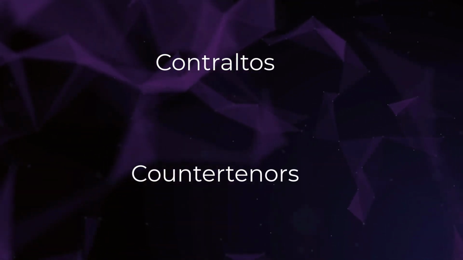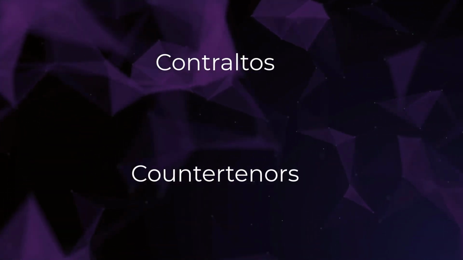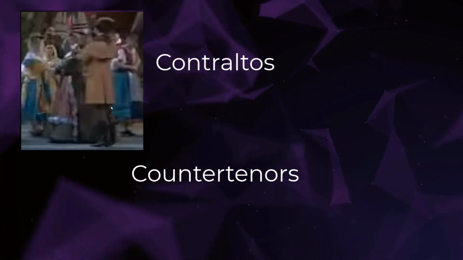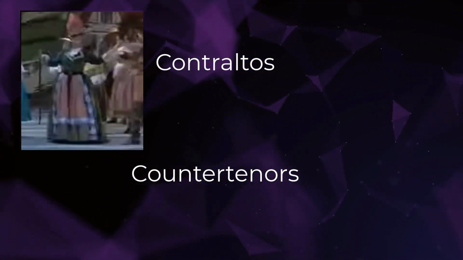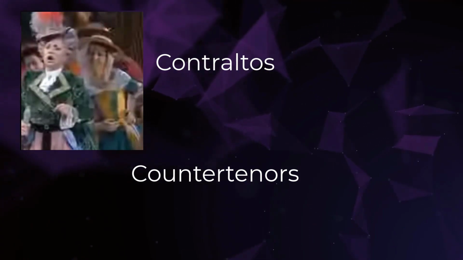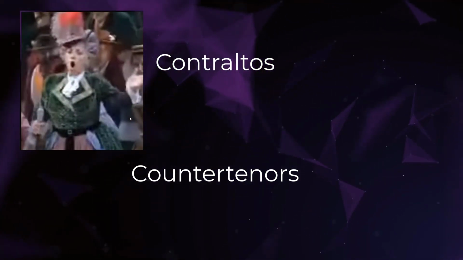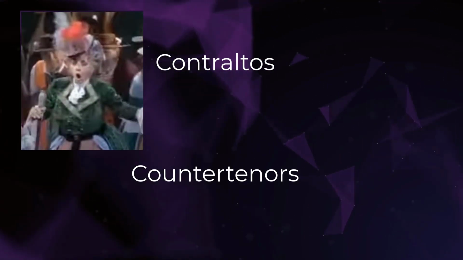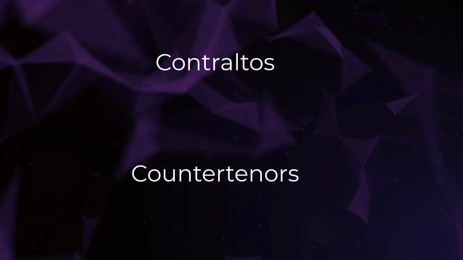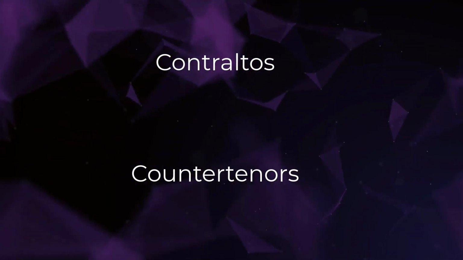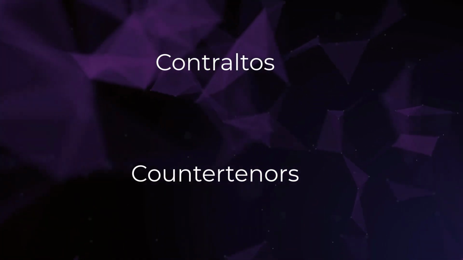2 less common voice types that are traditionally gender bending would be the contralto and countertenor. The contralto is a treble voice that sings at the bottom of their range, well below alto voices, and countertenors are bass voices that sing at the top of their range, well above first tenors.